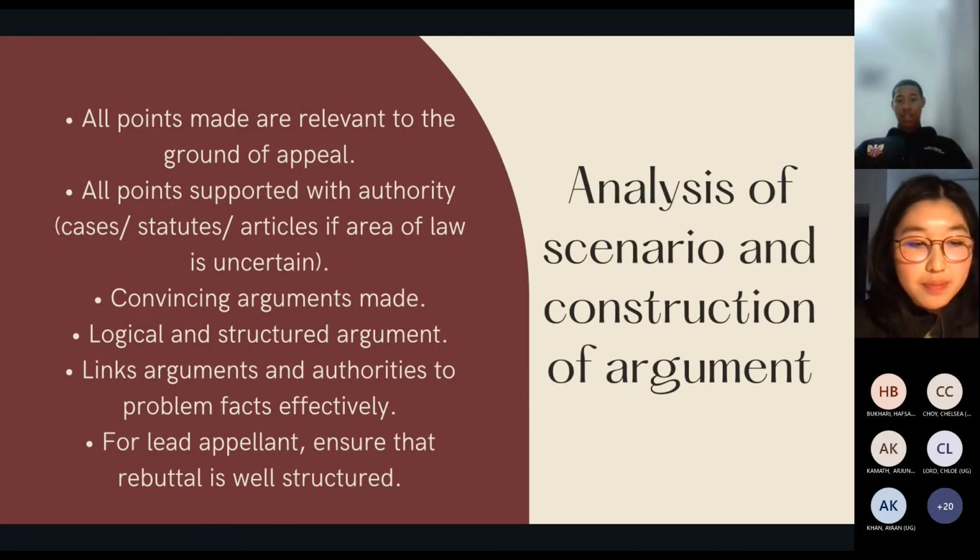Now to the analysis of scenario and construction of argument. You need to make sure that all of your points are relevant to the ground of appeal and that they're supported with authority, whether that's cases, statutes, or articles. If the area of the law is uncertain, convincing arguments need to be made: logical and structured arguments, linking arguments and authorities to the problem facts effectively.